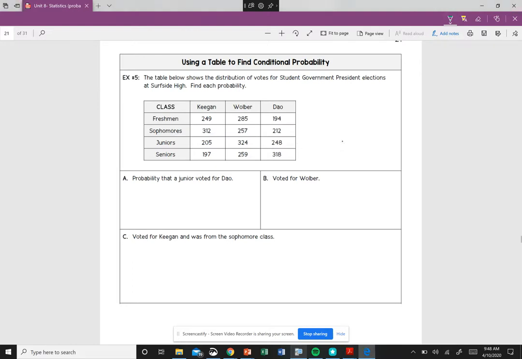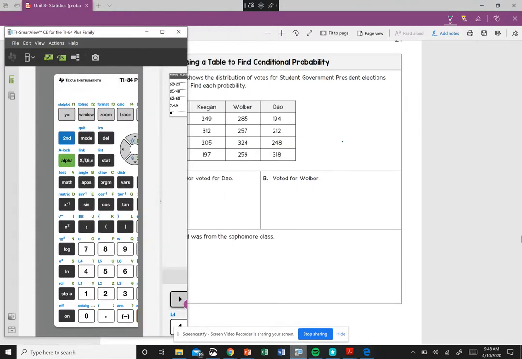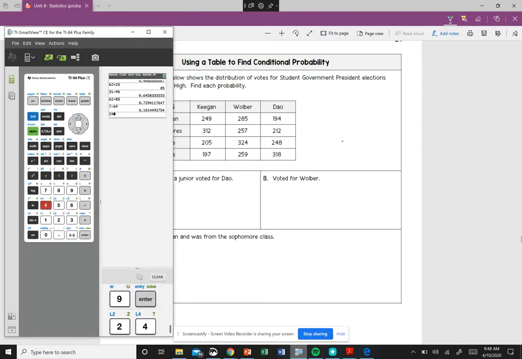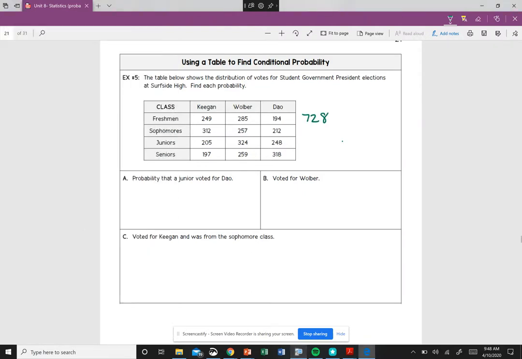So if I add that first column, I've already done this separately, so it's on a different window for me. I have 744 freshmen, 1,705. Nope, I'm looking at the wrong thing. Oh, that's why. Okay, so I'm actually going to have to do this by hand. I got this. Okay, we pull out the handy dandy calculator. We're going to shrink it down a little bit. Okay, so I'm going to do 249 plus 285 plus 194. And we get 728 freshmen.